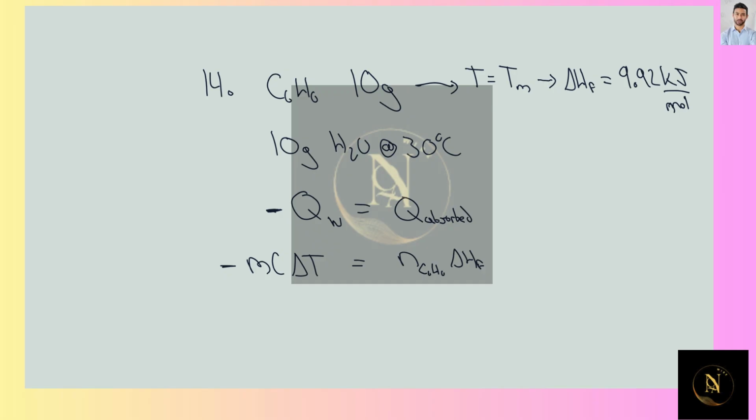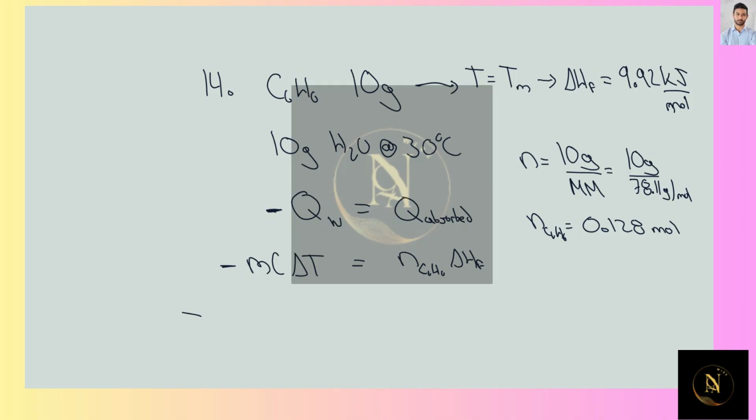First of all, if we know that the mass of benzene is equal to 10 grams, then the amount of moles will be equal to 10 grams divided by the molar mass. This is 10 grams divided by 78.11 grams per mole. The amount of moles of benzene is 0.128 moles. So now we can proceed with substituting the values over here.